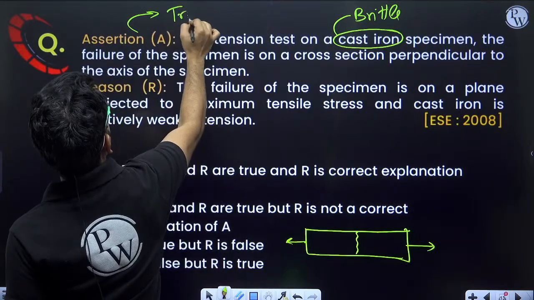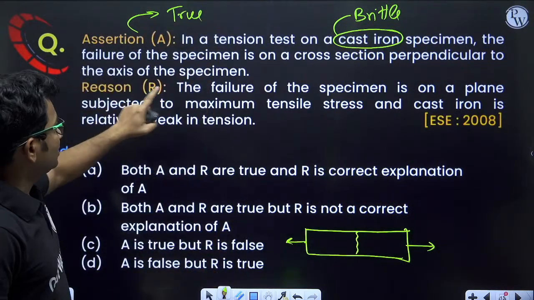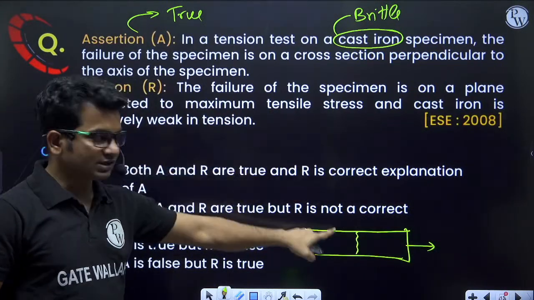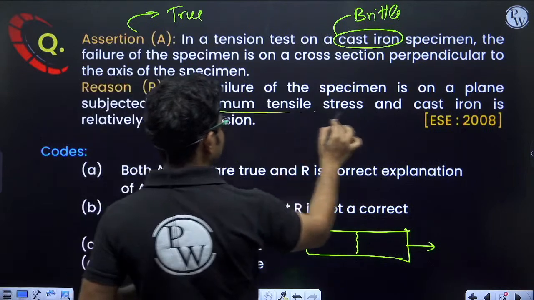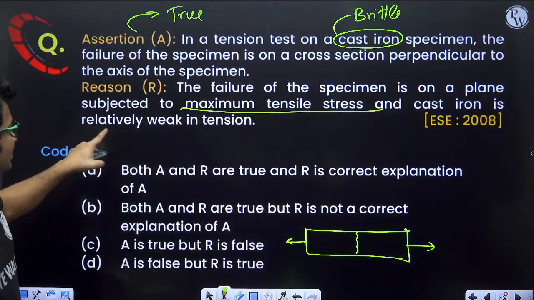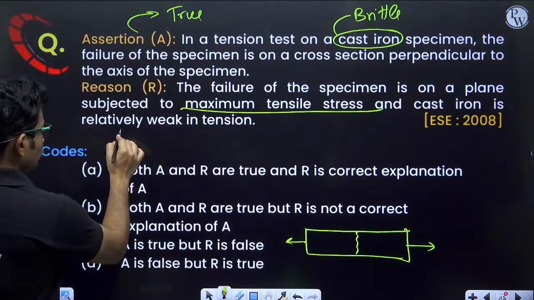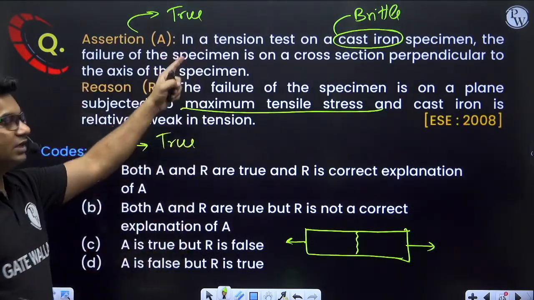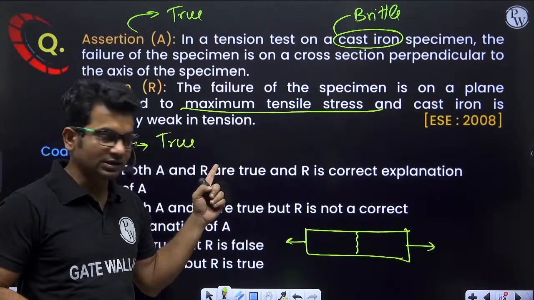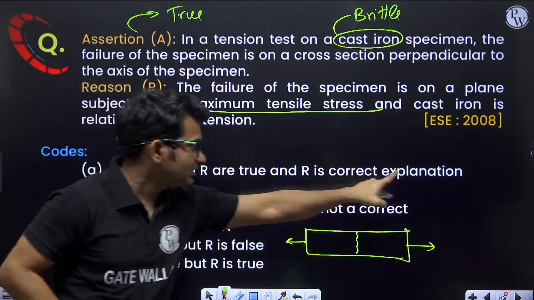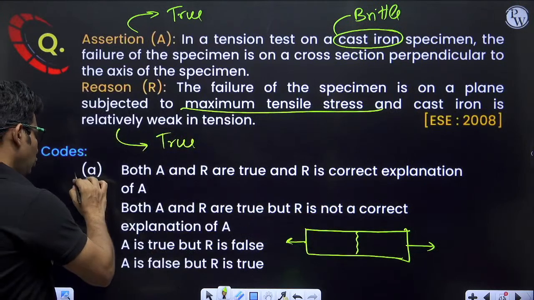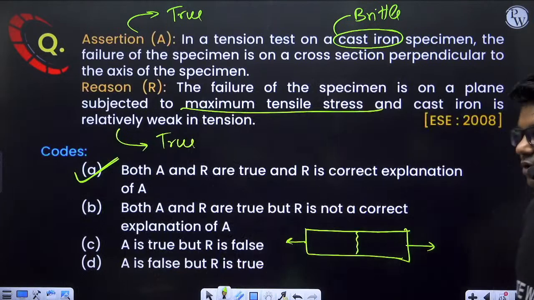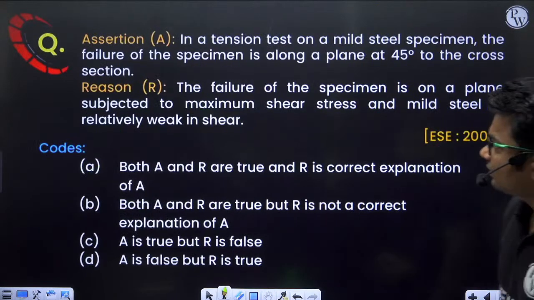Assertion is true. Now the reason: the failure of the specimen is on a plane subjected to maximum tensile stress, correct? It is subjected to maximum tensile stress, and cast iron is relatively weak in tension. This is also true, and this is the correct explanation. So both statements are true: assertion is correct, reason is correct, and R is the correct explanation of A. So option A will be the correct answer. Is it clear? I hope it is clear. Let's move on to the next question.